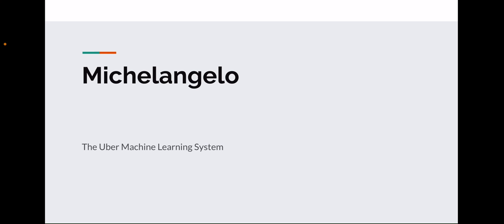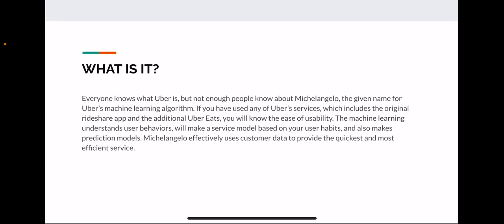Today, I'm going to talk about Michelangelo. Not the Renaissance painter, not the Ninja Turtle, but it is the name of Uber's machine learning system. Before I talk about how Michelangelo is implemented, how it's improved usability, how it provides a lot of solutions for issues that customers have been experiencing.